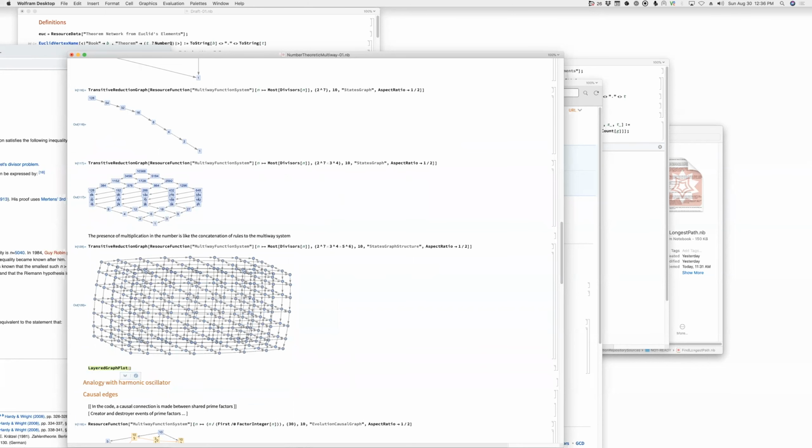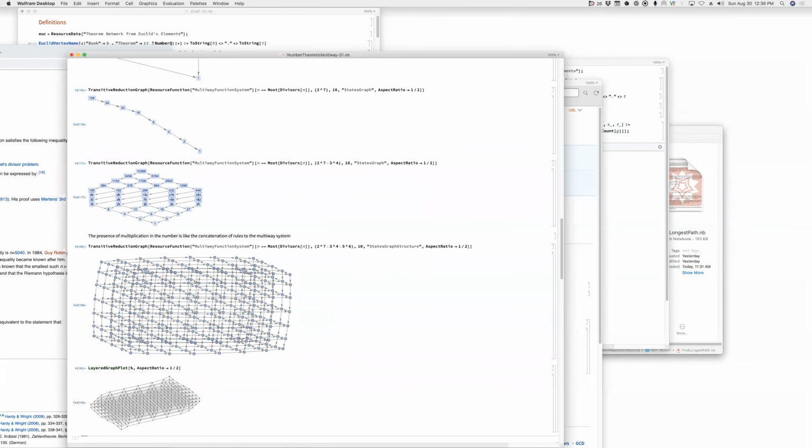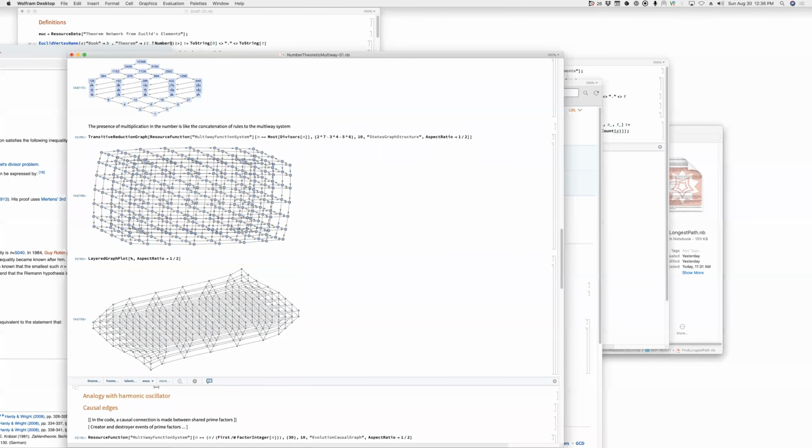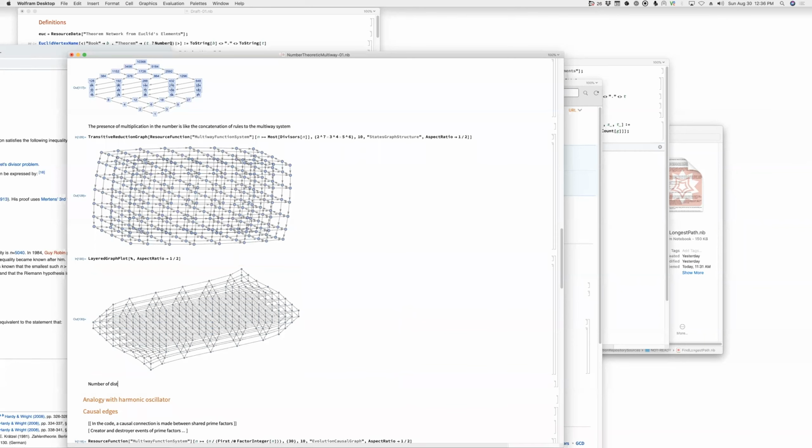So maybe that's another thing worth noting, that the number of distinct prime factors basically gives you the dimension. Yes. Okay, so this thing... I don't understand what the dimension is doing relative to a harmonic oscillator.